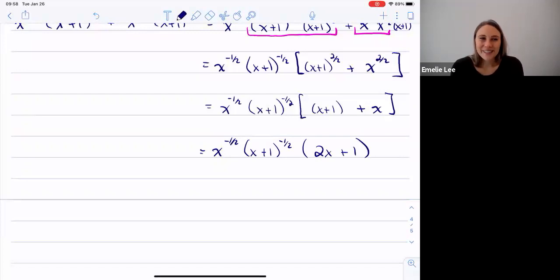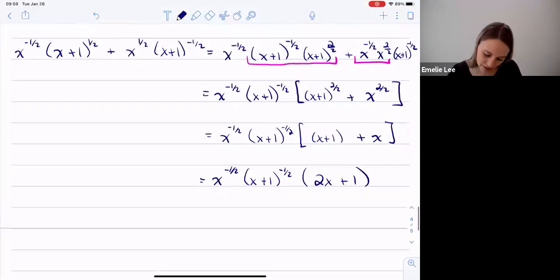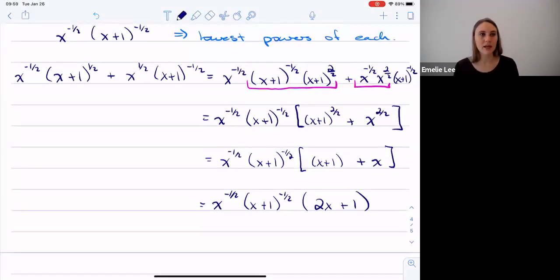We did it. Okay. So definitely a little bit sneaky, right? Dealing with those fractional exponents. But just remember, the rules are the same. You can pull out the smallest power. It's just going to be a little bit more work than dealing with whole powers or whole exponents. Okay, great.